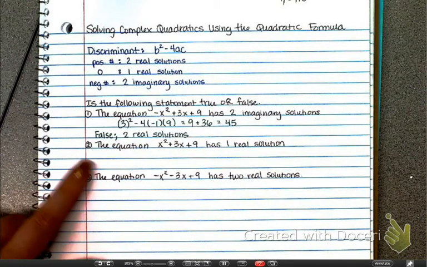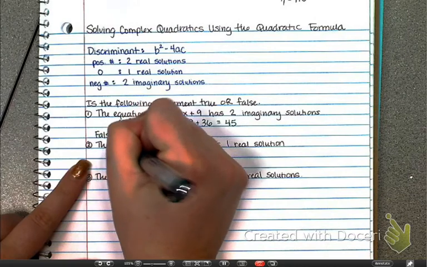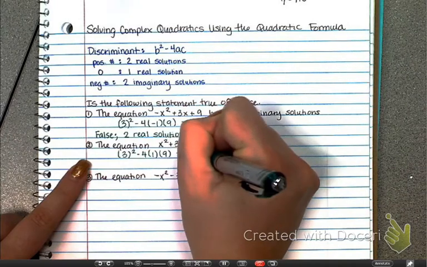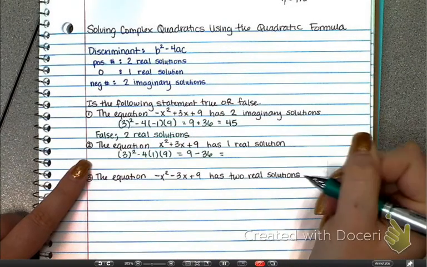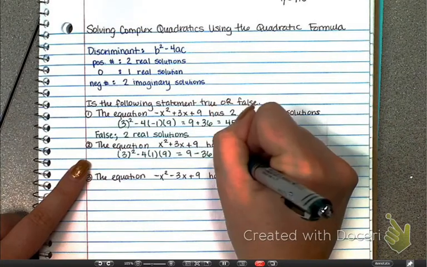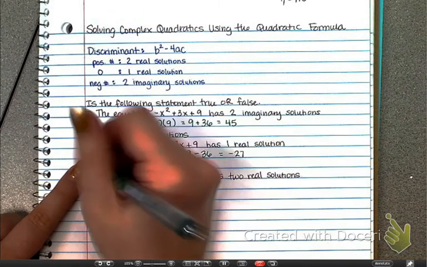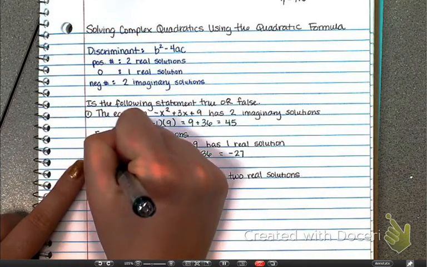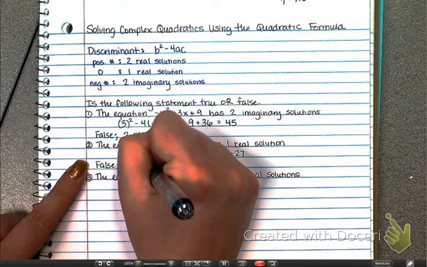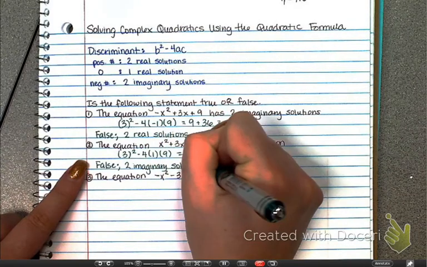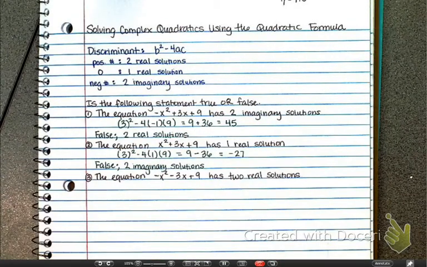So for number 2, let's see. We have 3 squared minus 4 times a times c, which is 9 minus 36, which gives you negative 27. So is that going to have one real solution? No. What is it going to have? Two imaginary solutions. Now, on the test, it's not going to say use a discriminant to determine if the following statements are true or false. You need to know that. So if you're looking at any types of solutions, you need to know what the discriminant is and when to use it.